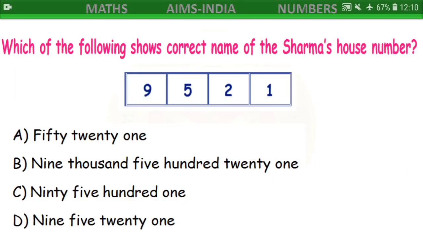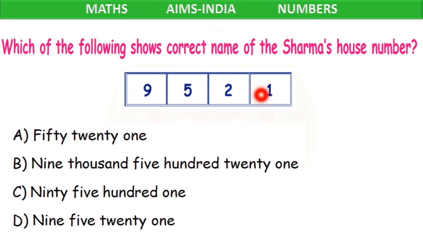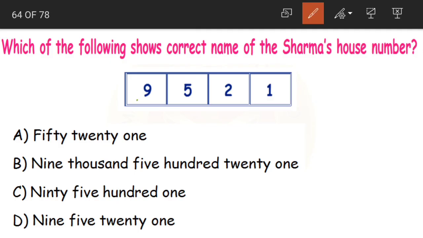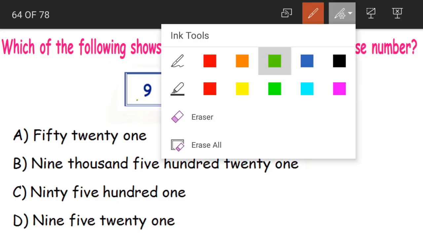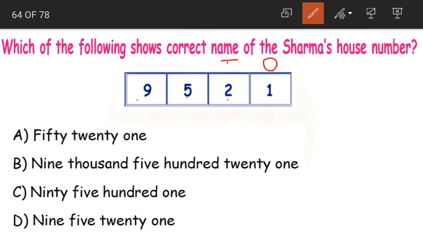Clear, children? Next question. Which of the following shows the correct name of the Sharma's house. 9521. Again, what did I say? First, let us write the places on top. Ones, tens, hundreds and thousands. Yes. Now, what will it be?